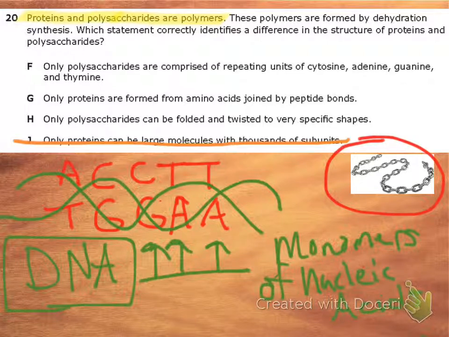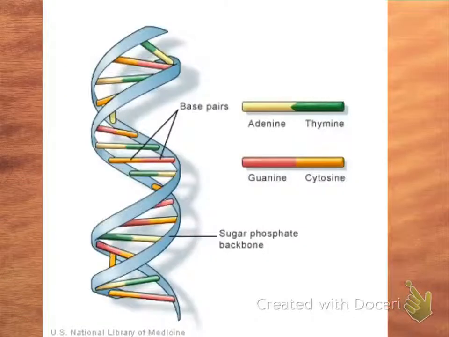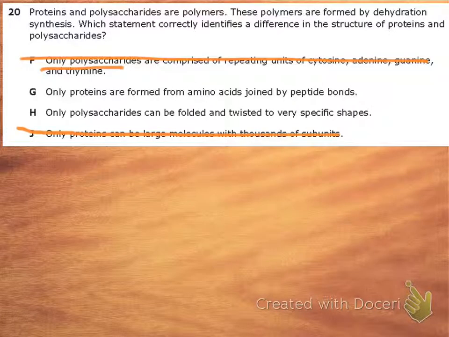As we know, these are the monomers of nucleic acids. There's a picture of DNA, just so we're familiar with what it looks like. Just like we said before, adenine matches with thymine, and guanine matches with cytosine in double-stranded DNA. So that's wrong, and we eliminate F.